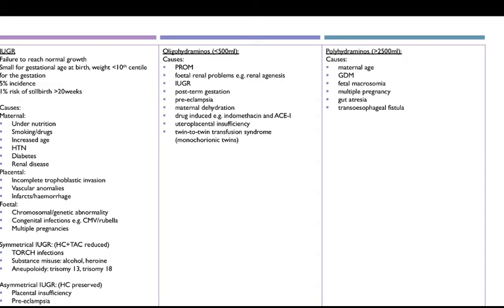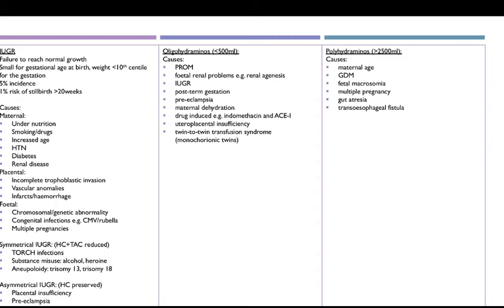And the things that cause asymmetrical intrauterine growth restriction. This is where the head circumference is preserved, but at the expense of the development of the liver. Asymmetrical IUGR is usually caused by preeclampsia and placental insufficiency.